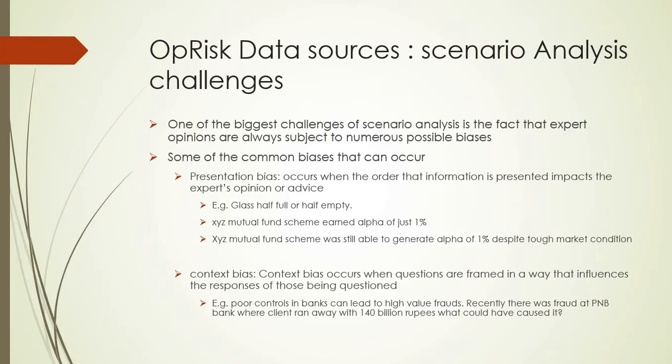Bias is basically preventing people from thinking independently. They are stuck to some point or some belief that is preventing them from thinking independently. We'll talk about some of the common biases, and then you will understand how biasing of experts can lead to faulty results out of a scenario analysis exercise. We'll spend some time on it because this is an important concept.